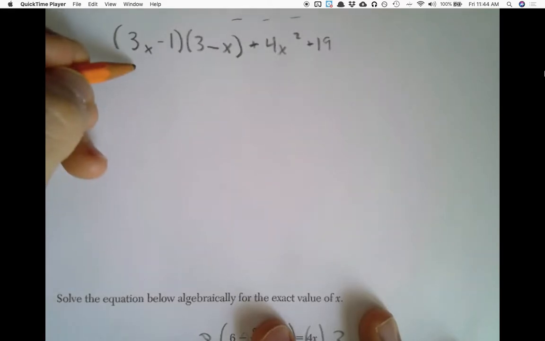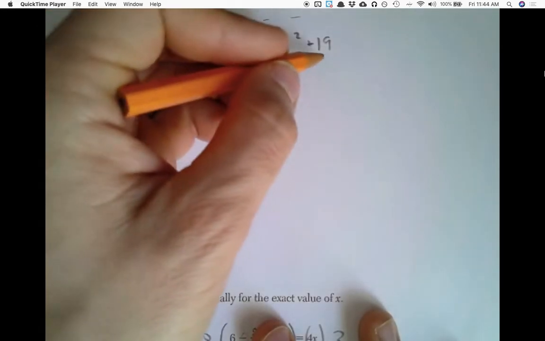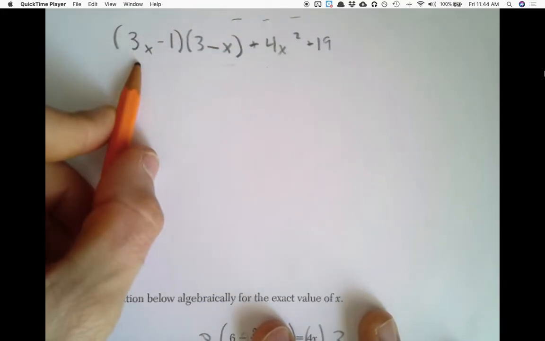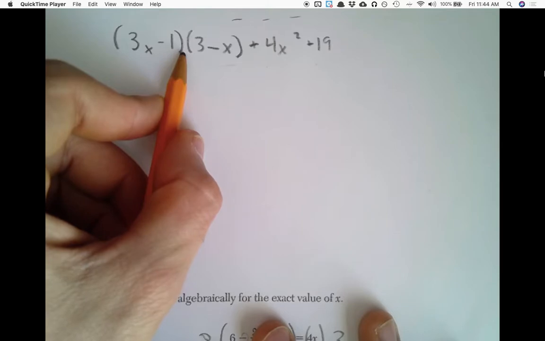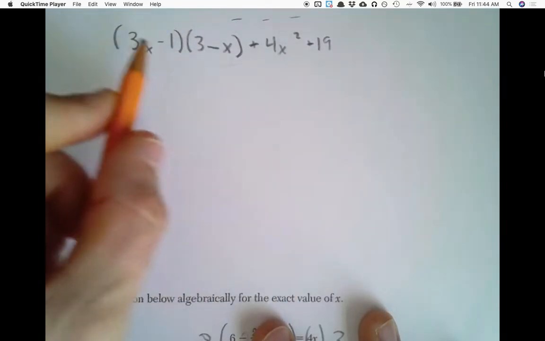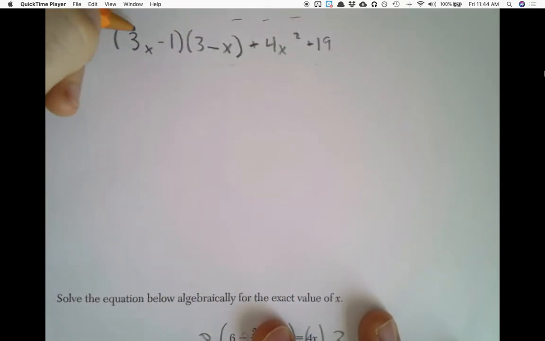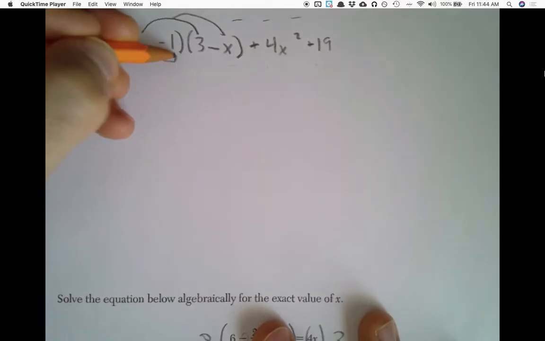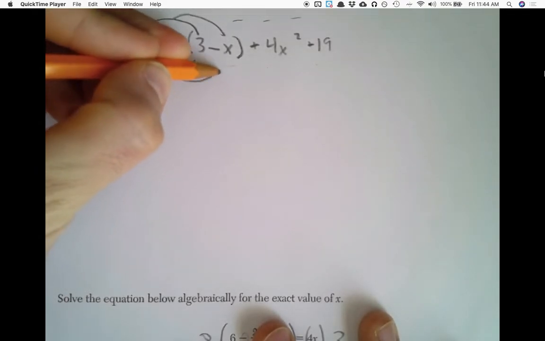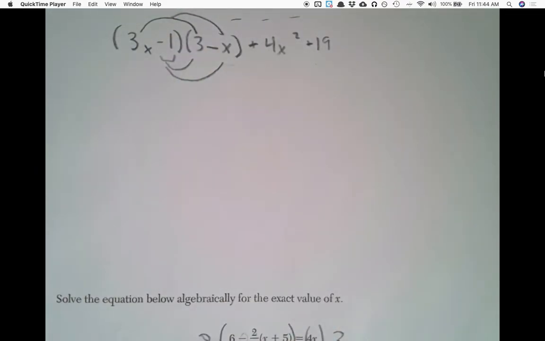All right. I see this double distribute that I can do over here, plus 4x squared plus 19. I do have like terms over here, but they're inside the parentheses with a multiplication between them, and these are not like terms. So I got to start by just doing my double distribute, the 3x times 3, the 3x times negative x, the negative 1 times 3, and the negative 1 times negative x.